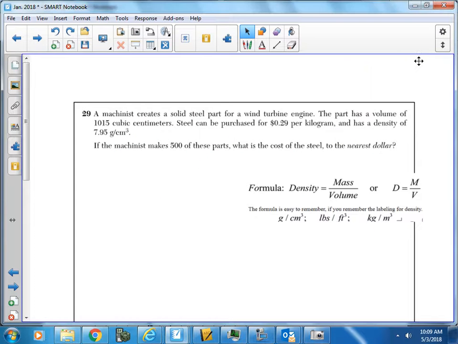All right, let's look at problem 29 here. It says a machinist creates a solid steel part for a wind turbine engine. The part has a volume, so the first thing we see that's important is the volume of 1,015 cubic centimeters. Steel can be purchased for 29 cents per kilogram and has a density, that's our next keyword, density of 7.95 grams per cubic centimeter.